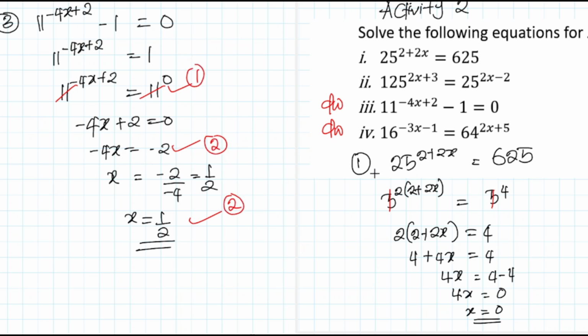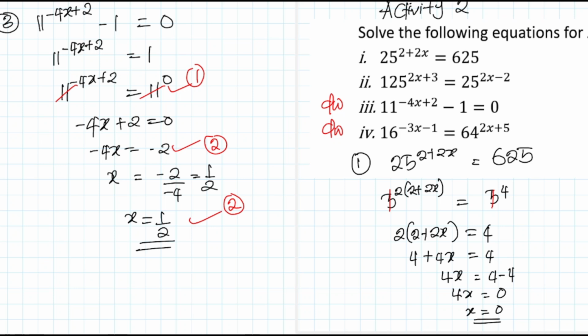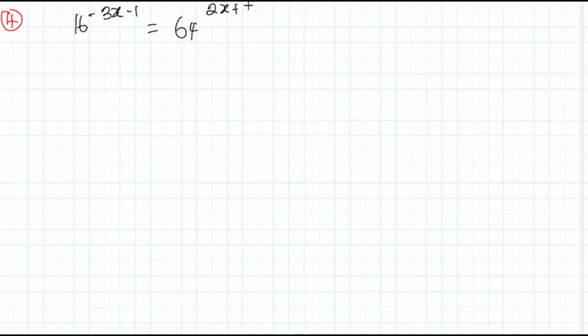Okay, let's take the next one. Number 4: 16 raised to power minus 3x minus 1 equals 64 raised to power 2x plus 5. Okay, we're going to change both of them to the same base. So we can use base 2, we can also use base 4. So let's use base 4 since it is simpler.